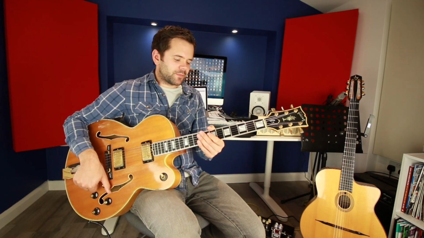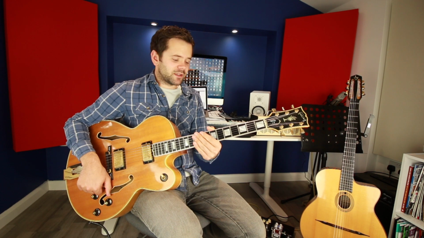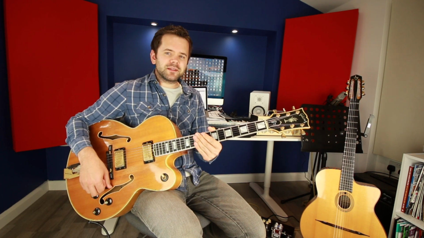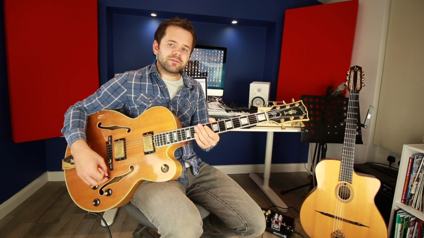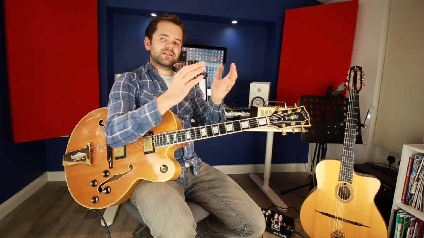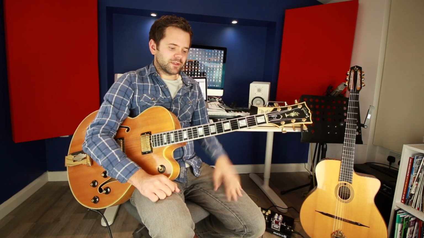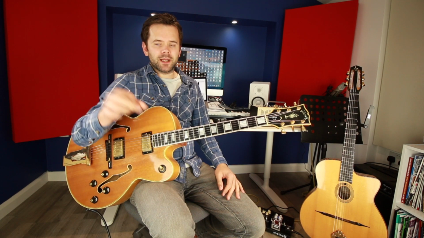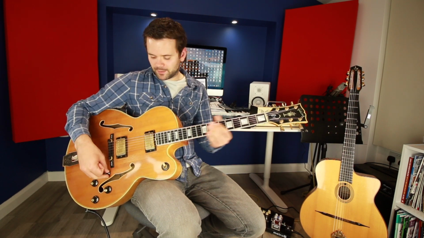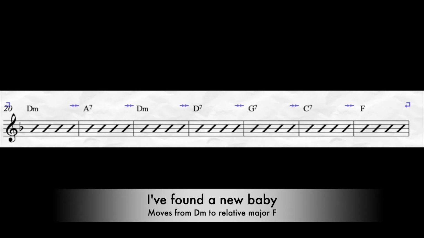Nice old swing number that's in a minor key that goes to the relative major is I Found a New Baby. So this is in D minor, relative major is F, and we're going to sort of bring the A section to a close on going by moving to the relative major, and then pull back to work our way back to go into the relative minor. D minor, A7, D minor, D7, G7, C7 to F. So there, where we land on there.